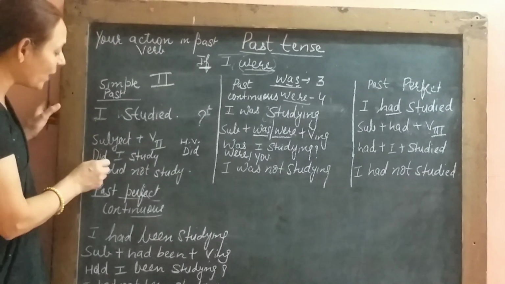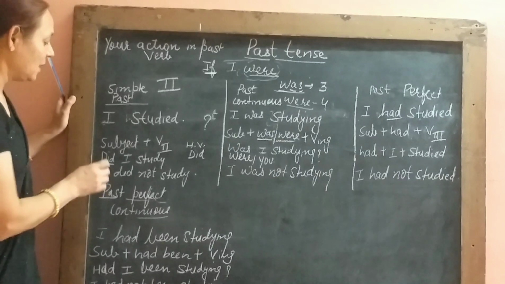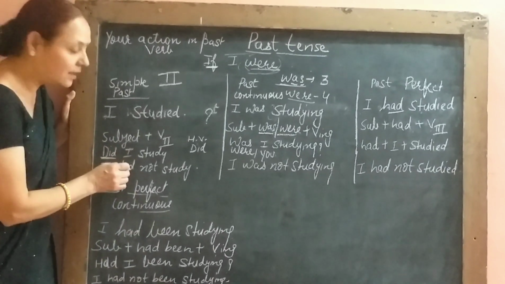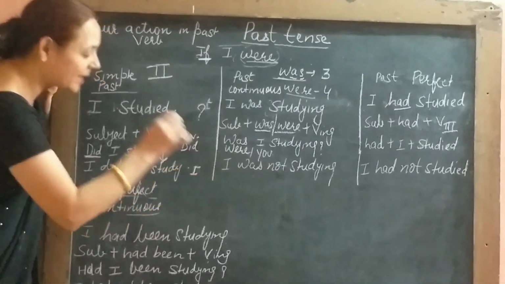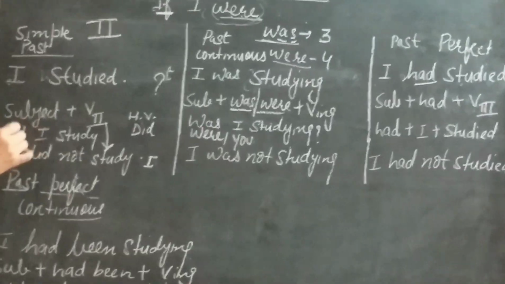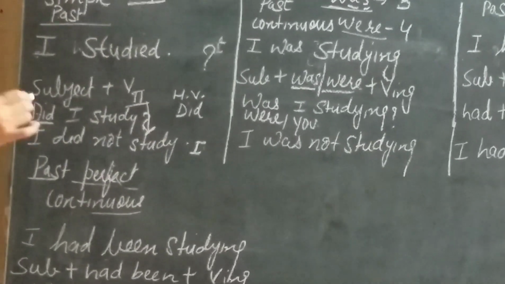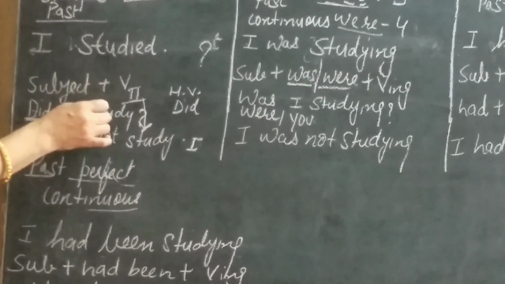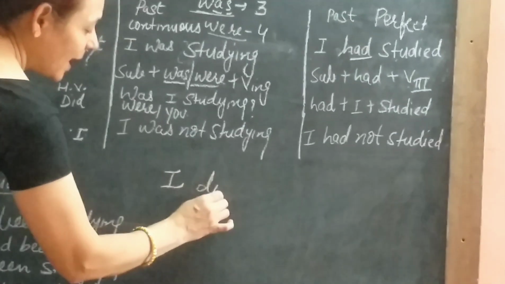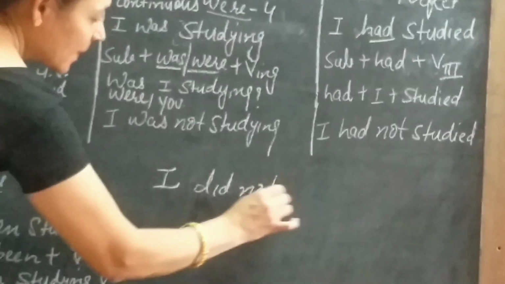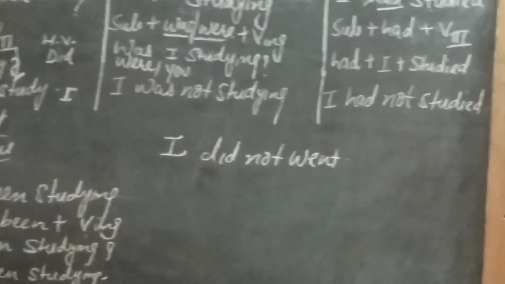So, we have only one helping verb over here, did. But the moment you use did, your second form of the verb is used in the first form. As you can see, did I study, and a question mark over here. Okay. Many times it has been witnessed, the students write "I did not went", which is in competition also you do have such sentences.